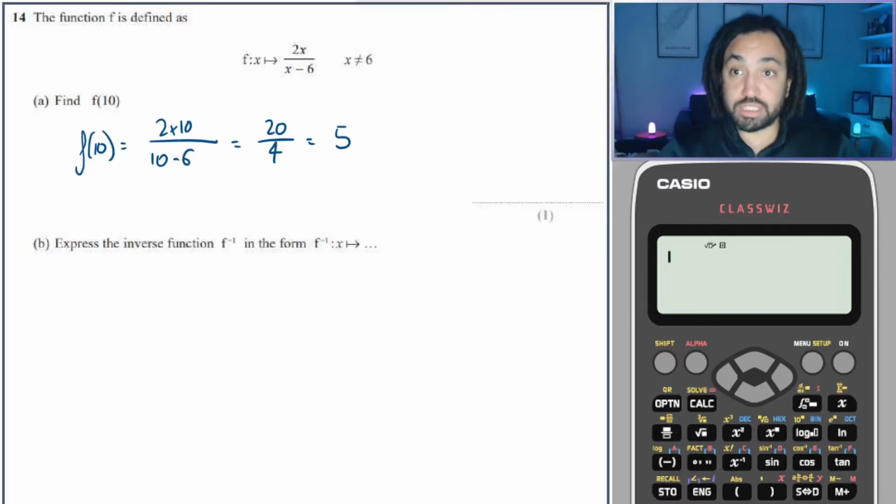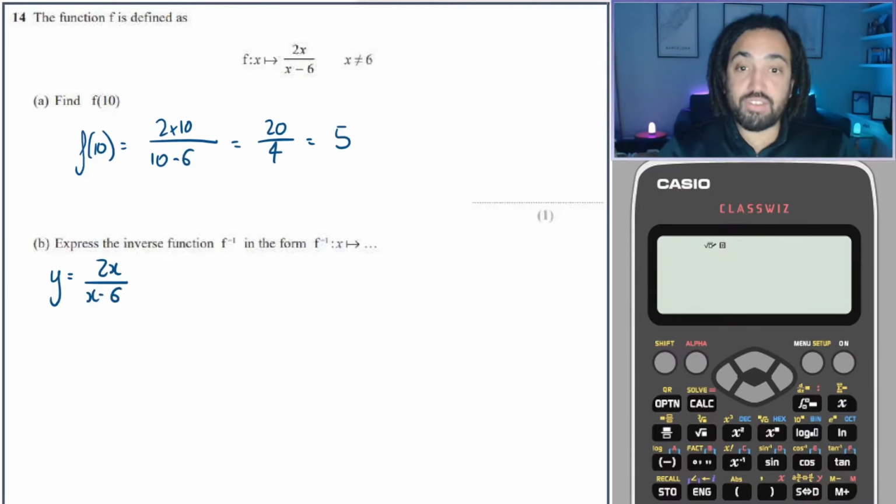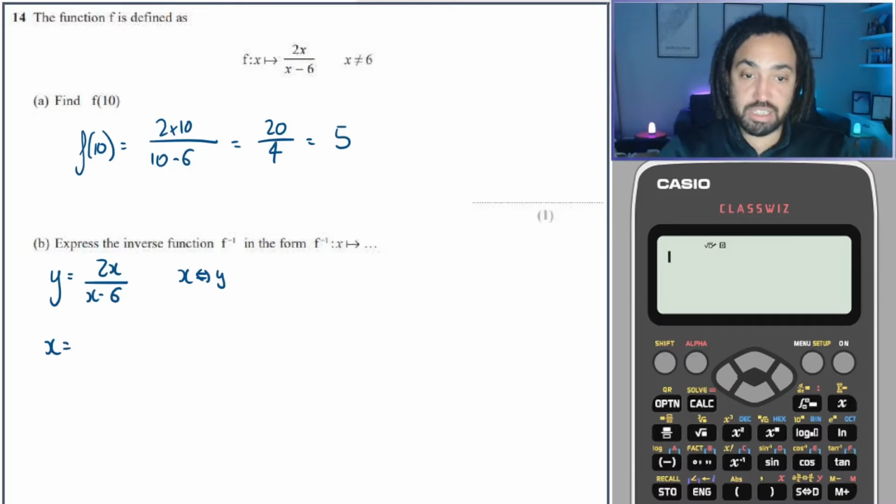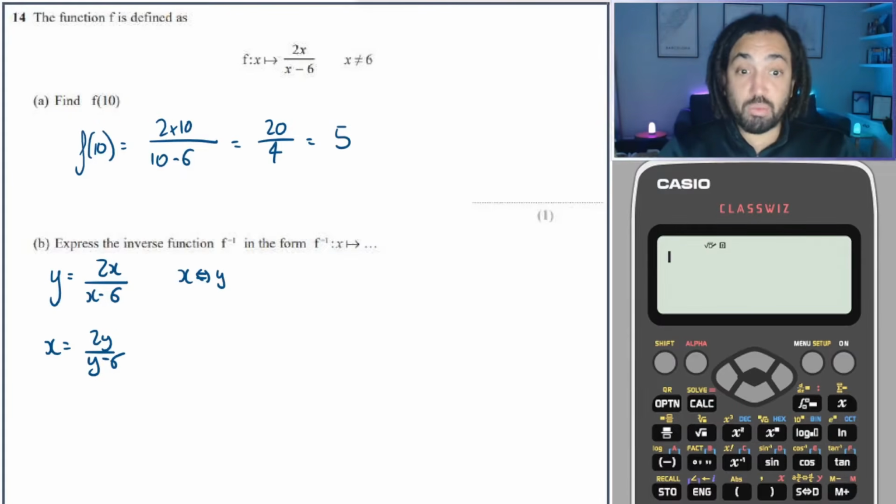Now this is a really classic question, and in order to find the inverse function, what you need to do is set the function equal to y. So y being the output, x being the input. And then if I want to find the inverse, what I'm doing is I'm swapping over the outputs and the inputs, which means that x and y swap over. So I rewrite this as x equals 2y over y minus 6.